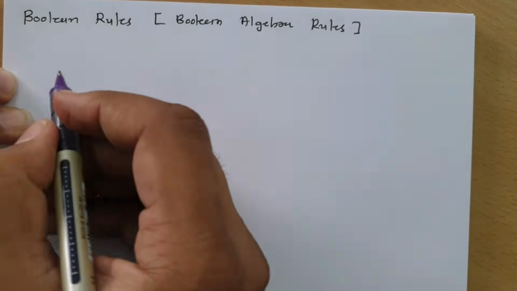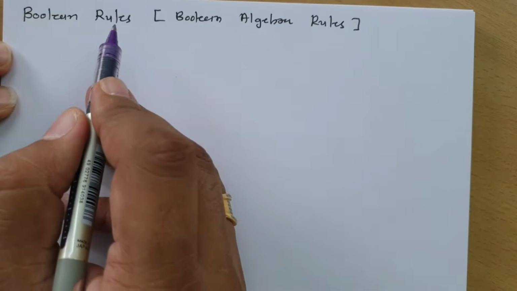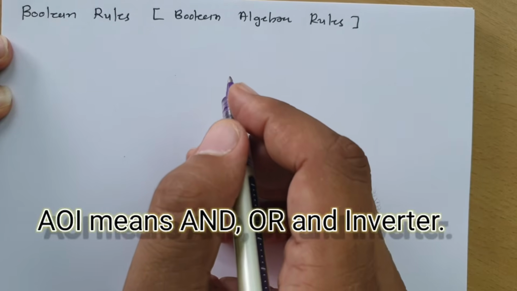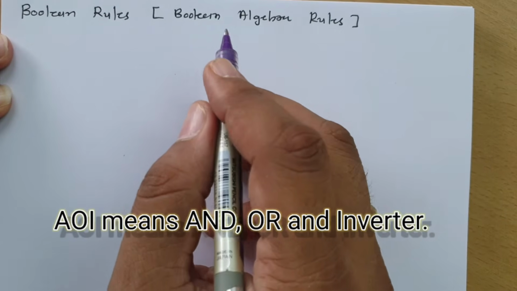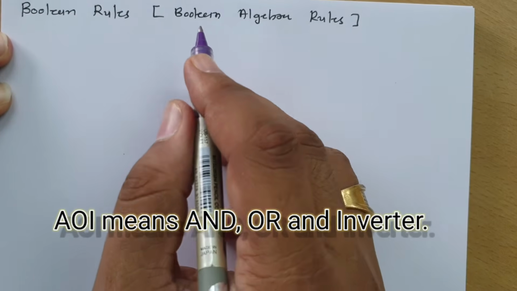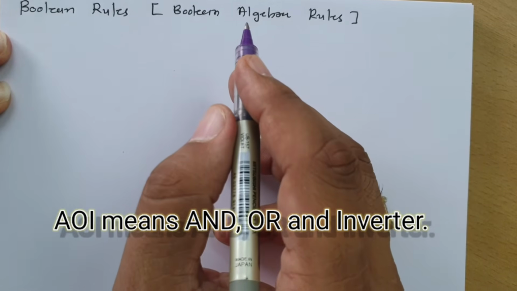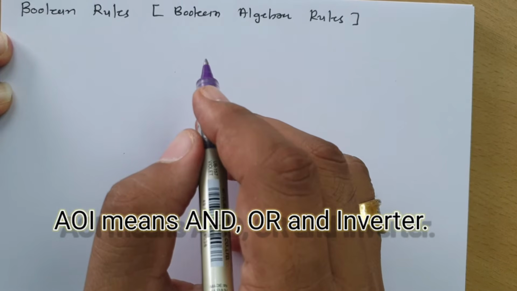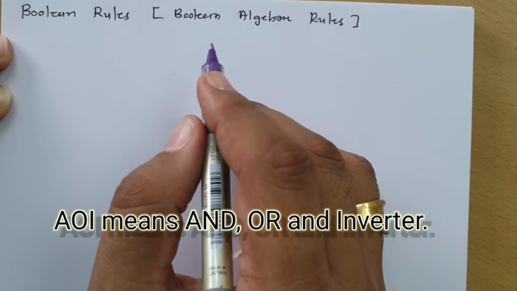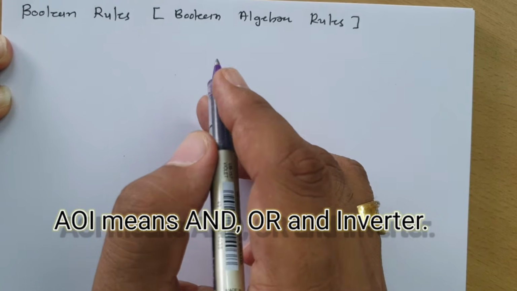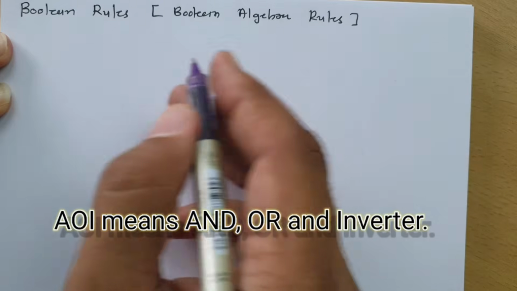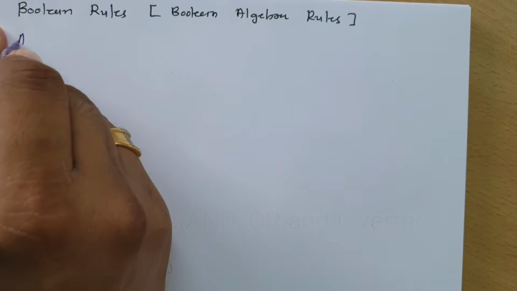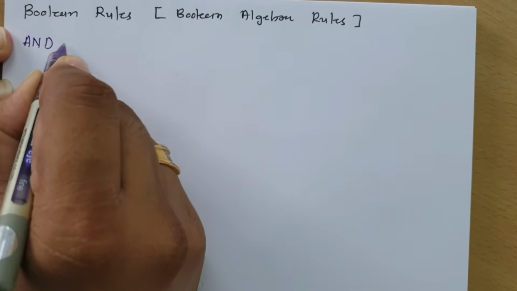I, Professor Ritesh Dulakia, am going to explain Boolean rules, or one can say Boolean Algebra Rules, in this session. I'll start with the basic AOI operation rules, where A stands for AND gate Boolean rules, O stands for OR gate Boolean rules, and I stands for inverter, meaning NOT gate Boolean rules. So, as for AOI rules, A is AND gate Boolean rules.